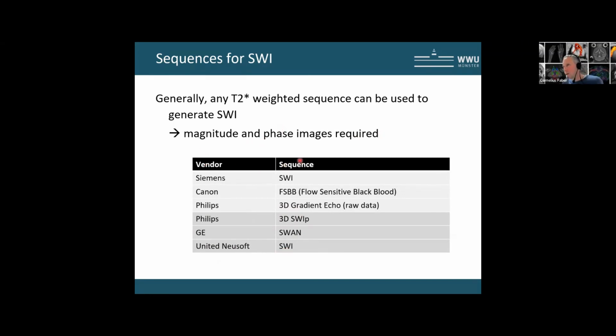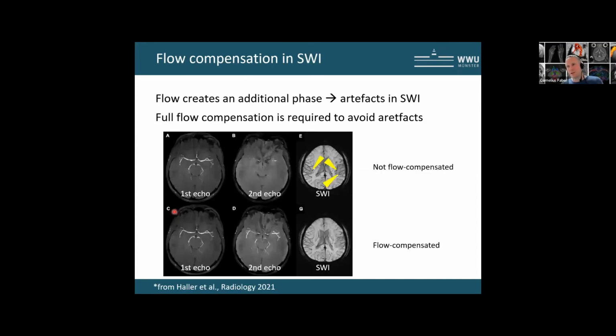We're not going to go too much into detail. There are some further things you may want to consider, but the basic principle is that we have a phase and a magnitude image, and they are multiplied, and this enhances the effect of susceptibility difference, which most importantly gives you a hint to iron storing diseases.